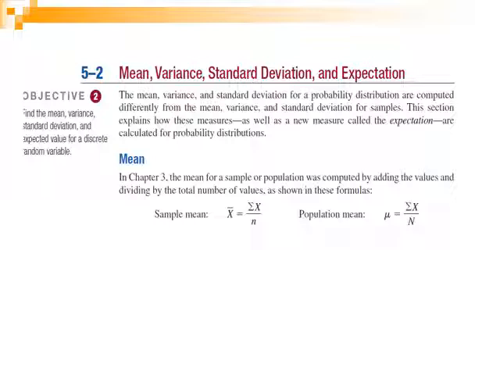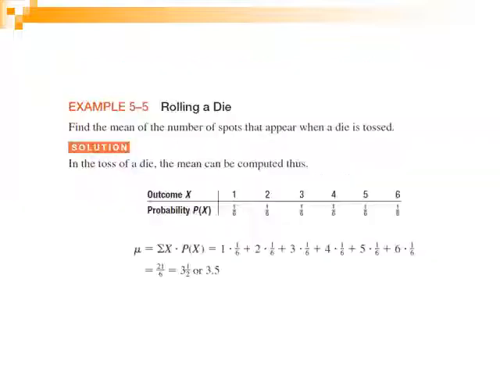And when we want to get the population mean, which is noted by mu, we add up all the outcomes in the population and divide by capital N, which gives the population mean. But now, to calculate the mean for a probability distribution, it's different. Now we have an example.